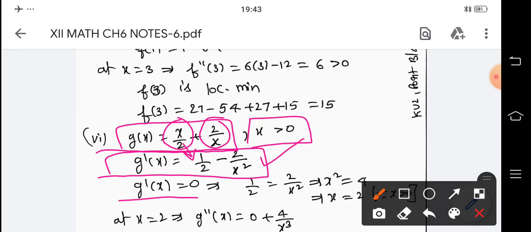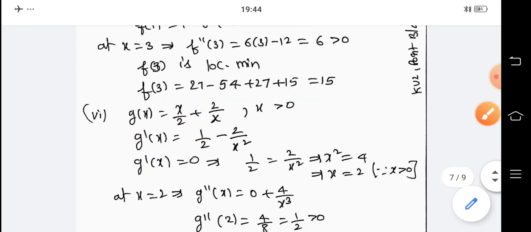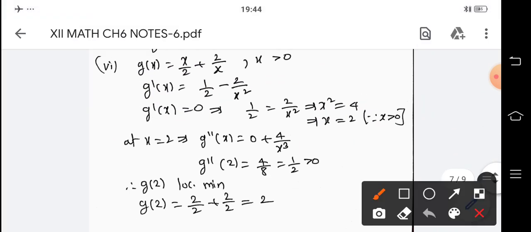So g dash of x equal to 0, you take it. Then solve for this. You get x square is equal to 4. x should be plus or minus 2, but we take only 2, the reason being x greater than 0. Right? Now, second derivative. The critical point from the first derivative is x is equal to 2.